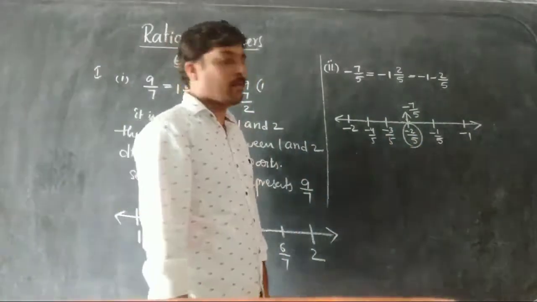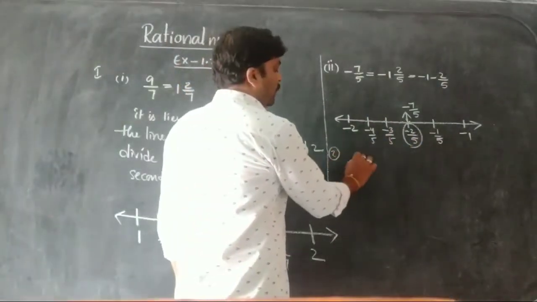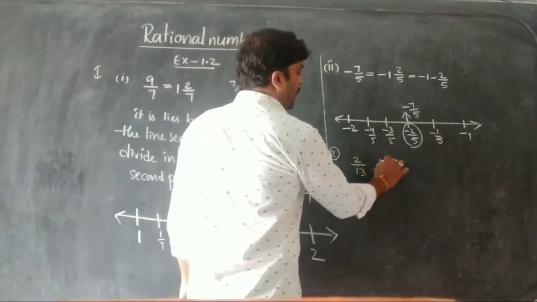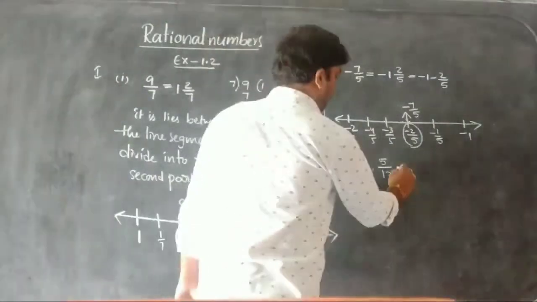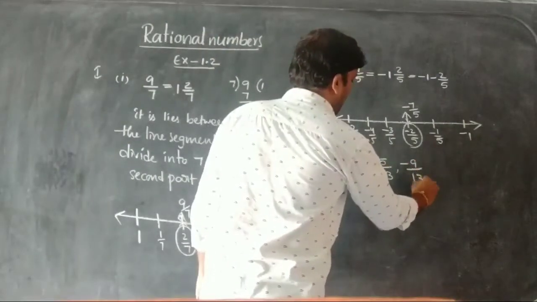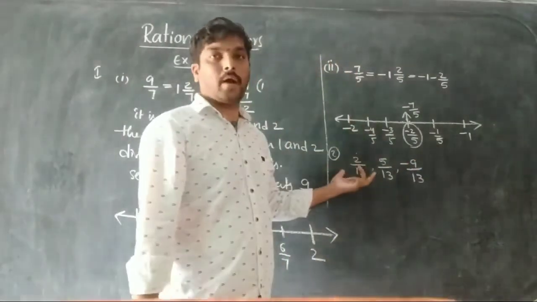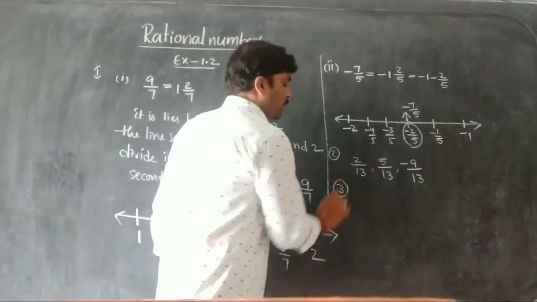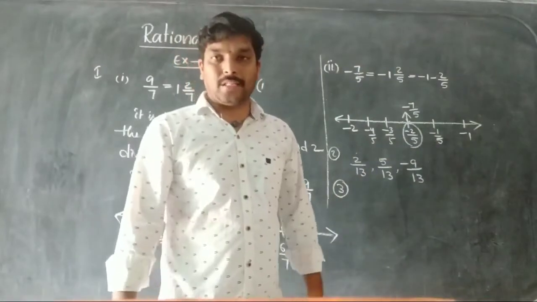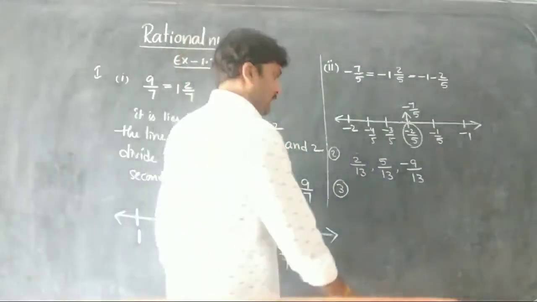And the second bit now. Second bit similarly: 2 by 13, 5 by 13, and minus 9 by 13 represent on the number line. Similarly, we have to do the questions. Next, third question. Write any 5 rational numbers smaller than 5 by 6.